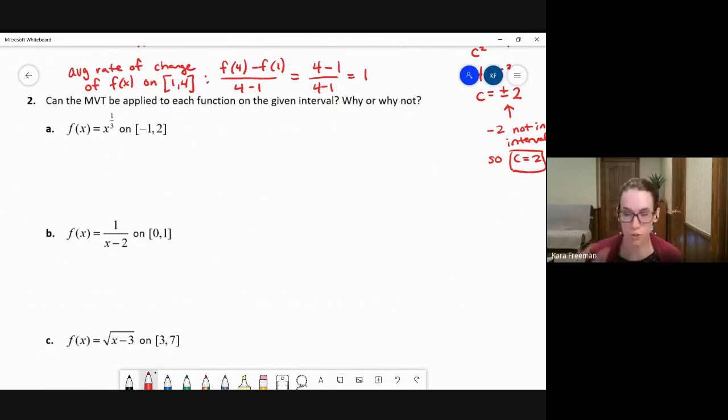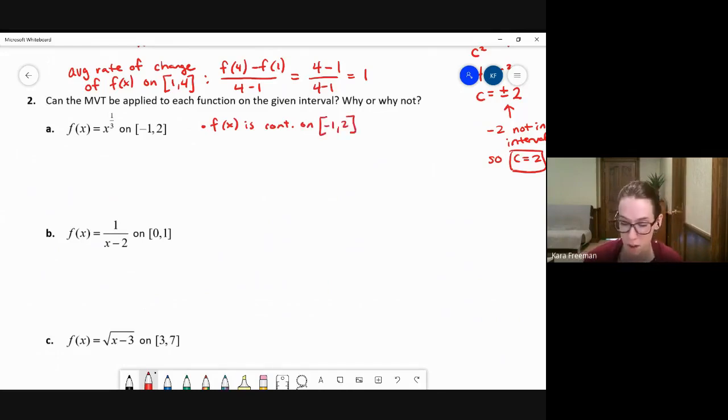Okay, so we have these functions. We're given the intervals. The first one, x to the 1/3, that's the cube root of x. Is there anywhere where the cube root of x is not continuous? Is there any value that you cannot take the cube root of? No. So do y'all agree that the cube root of x is continuous everywhere, right? Okay, so I'm going to write that. F of x is continuous. Now it's continuous everywhere, but since it's specifically looking at the interval from -1 to 2, we're just going to say specifically on that interval.